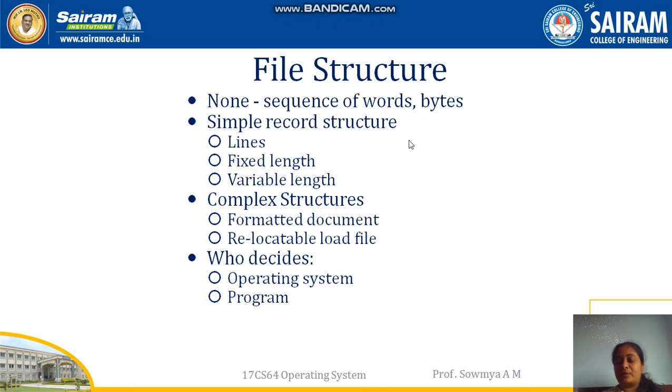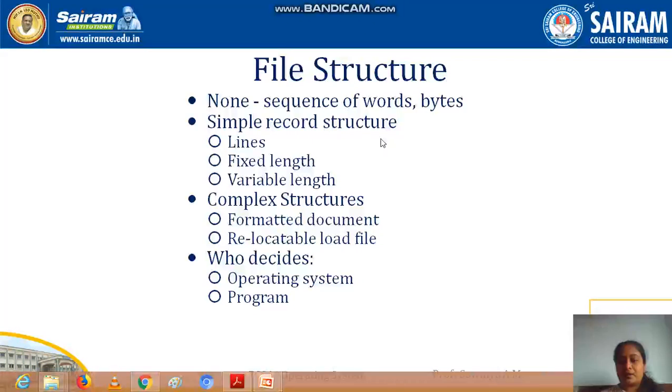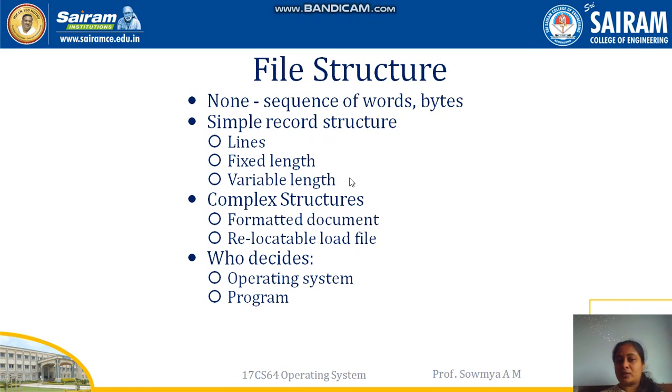Non-sequence of words and bytes. File structure: if you are storing the data on the disk, it is not sequentially stored. So a simple record structure may have lines, fixed length and variable length. A file can be stored based on how your disk is managed. Files can be stored based on lines or fixed length, like a file divided into fixed-length blocks, or files divided into variable lengths based on how your disk is managed by the operating system.